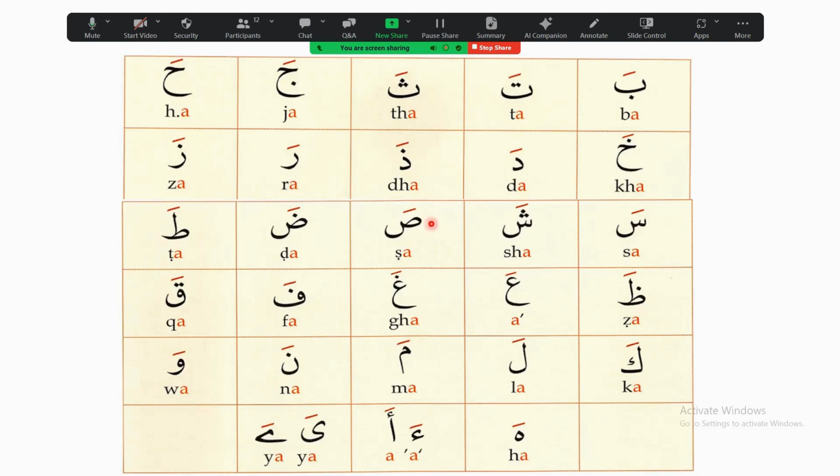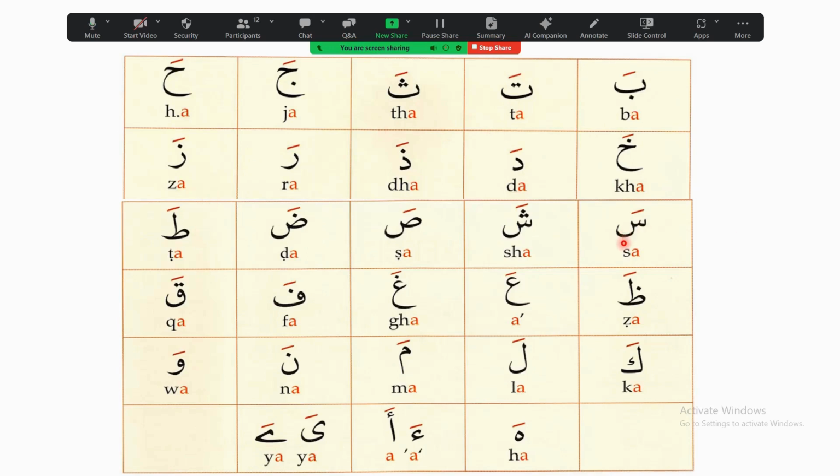Sa, sha, saw, saw. And this is a dad letter, which is again a heavy letter, and we say da. A heavy letter, not the sound of this dal. We do not say it like da. This was da and this is daw, a heavy daw. And this is the taw letter, a heavy taw, not the ta letter. This is a light ta and taw.